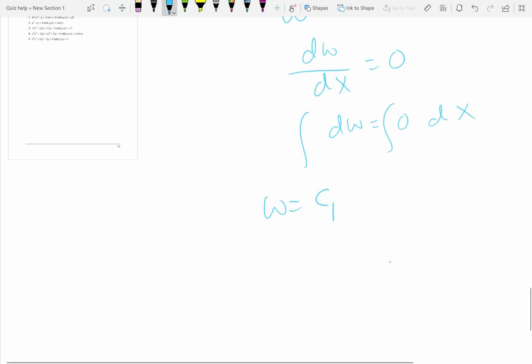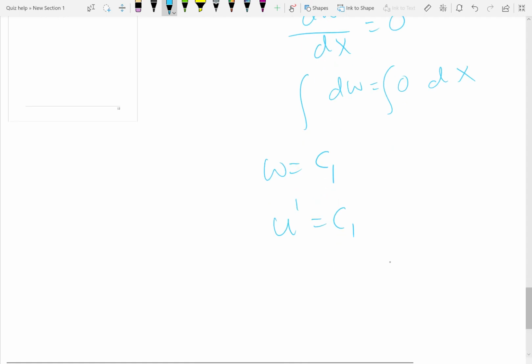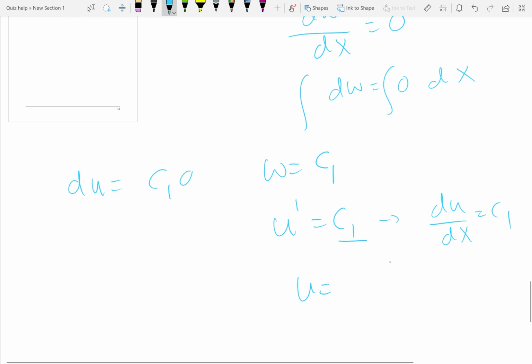Now what is w? We are shooting for u. w is u prime. We are not yet done. So if u prime is c1, to get u, you integrate this once more. If you integrate a constant with respect to x, u prime is du over dx equal to c1, so du is c1 dx. If you integrate, you will get u. If you integrate a constant, you get c1x plus another constant.